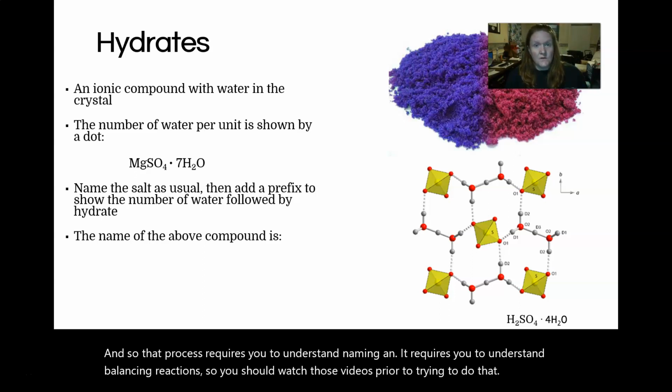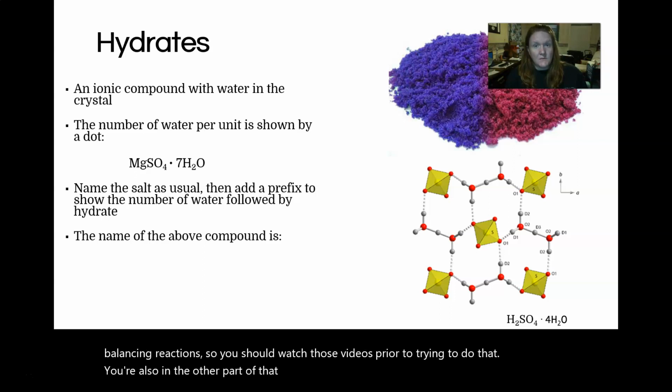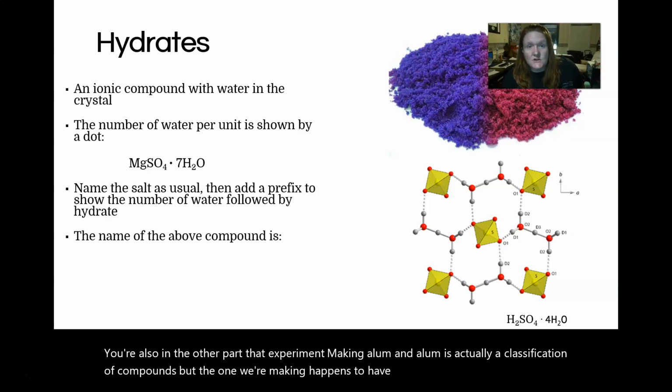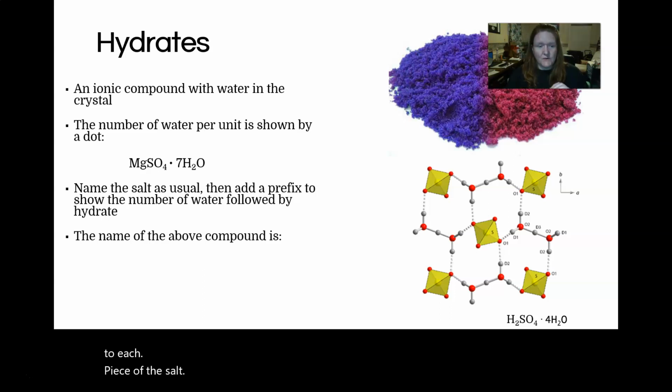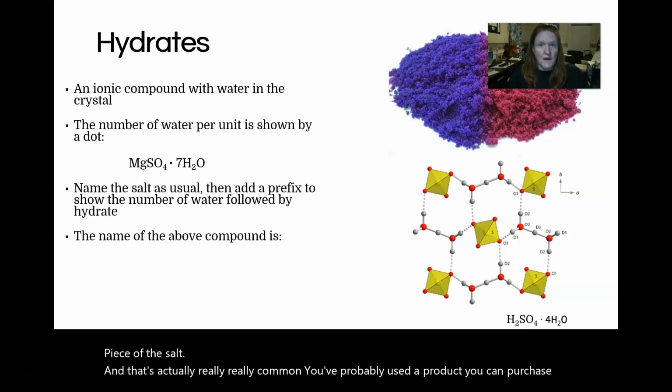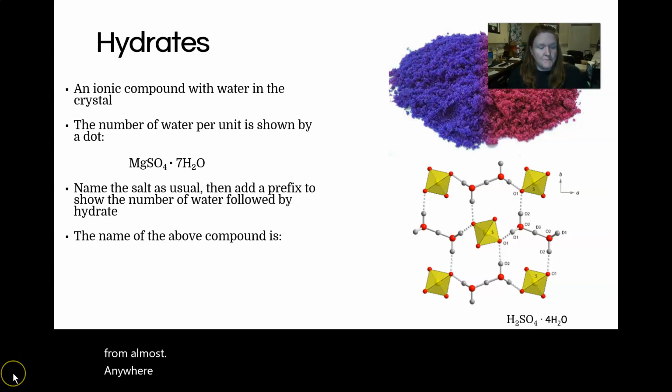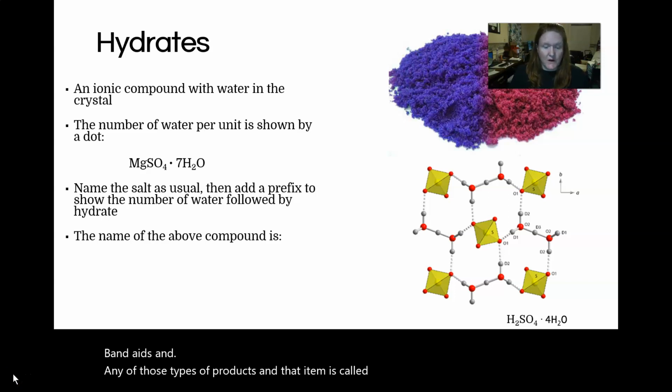You're also, in the other part of that experiment, making alum. And alum is actually a classification of compounds, but the one we're making happens to have 12 waters attached to each piece of the salt. And that's actually really, really common. You've probably used a product you can purchase from almost anywhere with personal care stuff, like Band-Aids and any of those types of products. And that item is called Epsom salt when you buy it.